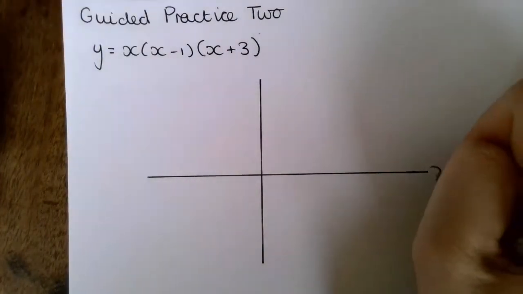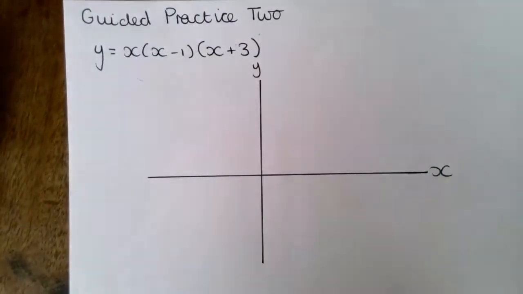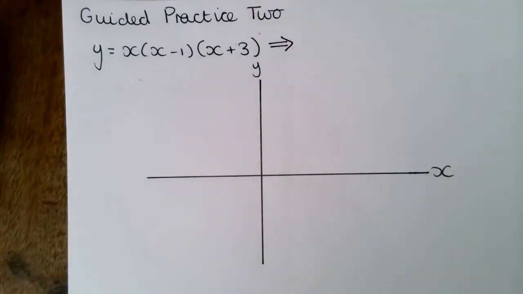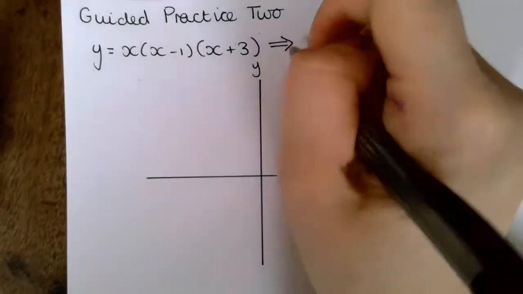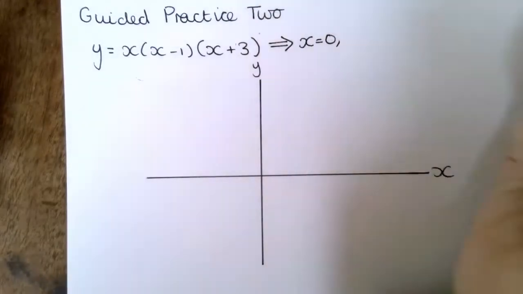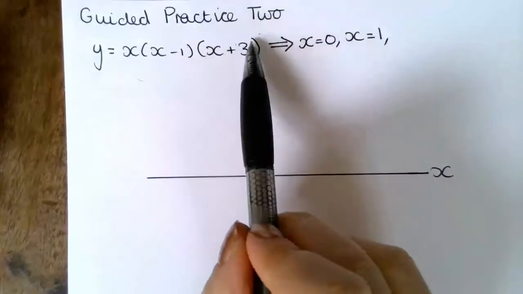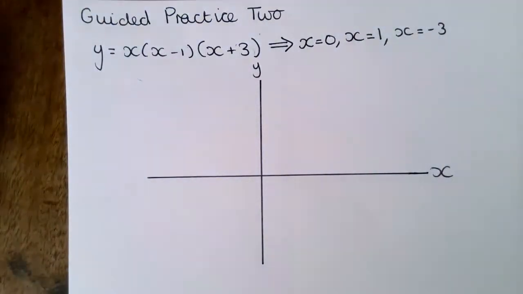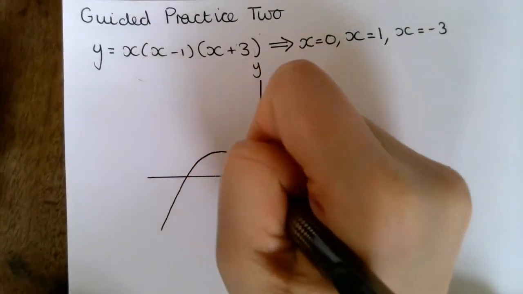So we've got our x-axis, our y-axis, and we want to draw this cubic here. So it's already been factorised for you, which means we can read off the roots really easily. So the first root here, we've got x equals 0. Second root is when x equals 1. And the final root is when x equals negative 3. We've got a positive cubic graph, so it's going to be of this form.